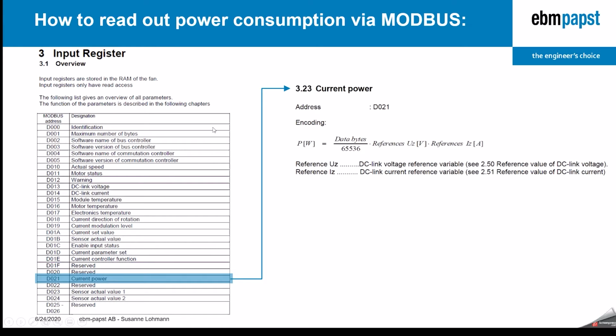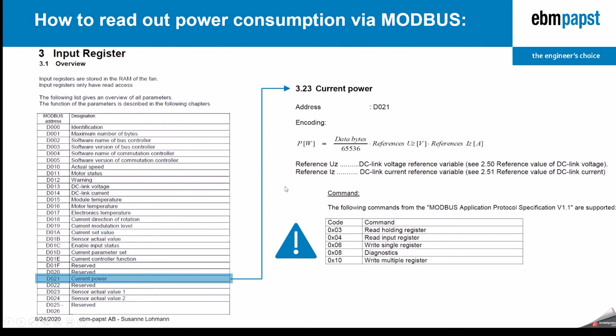For now, it's just important that you know that D021 is an input register and therefore needs an input register read command. So please use 04 to read out the data.